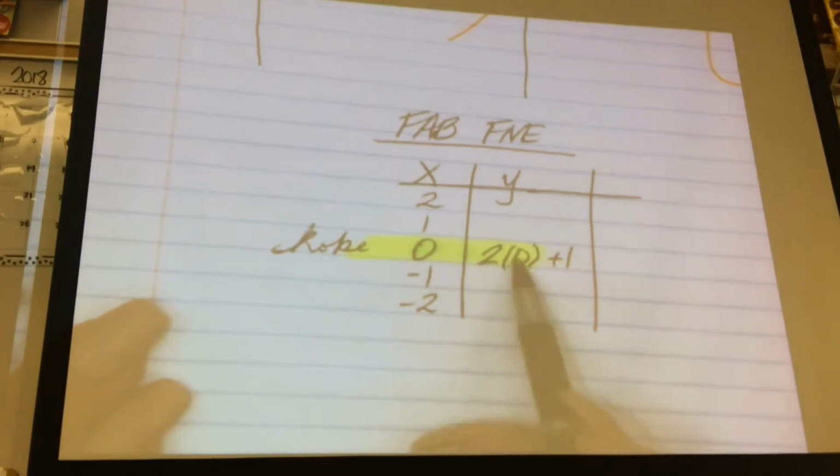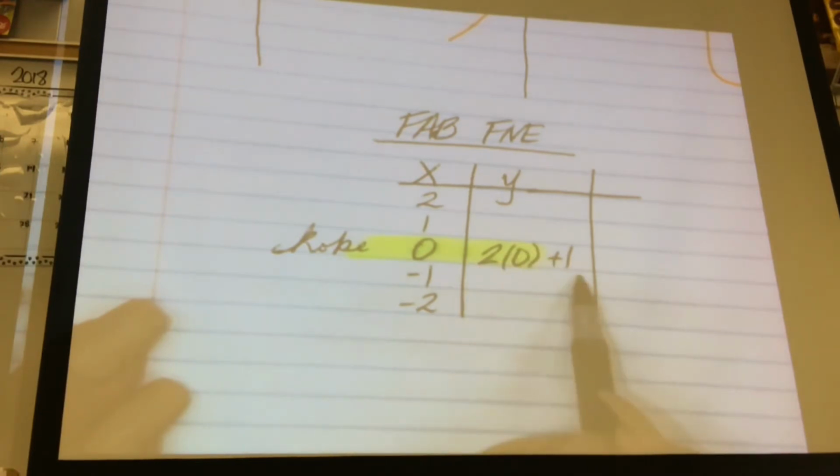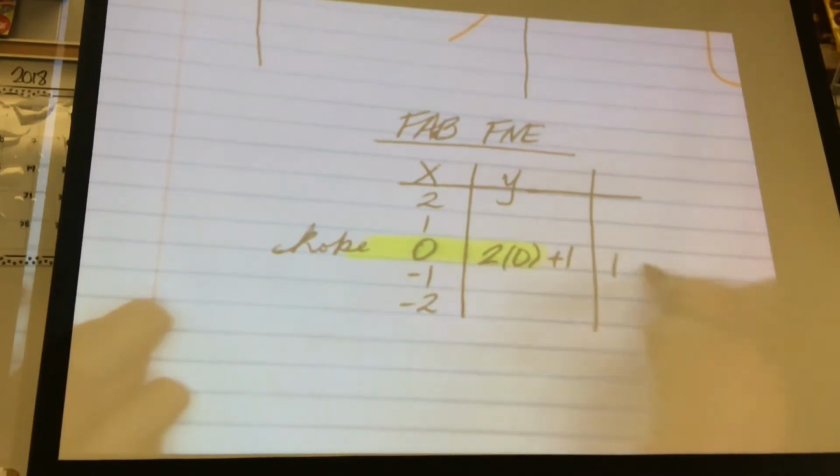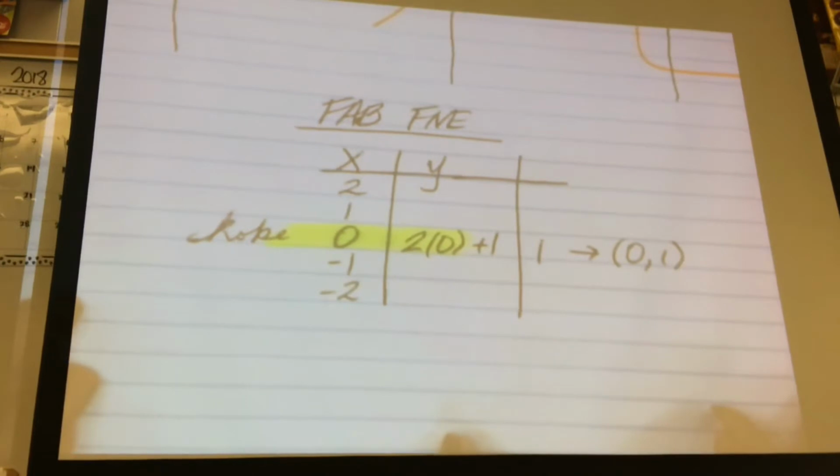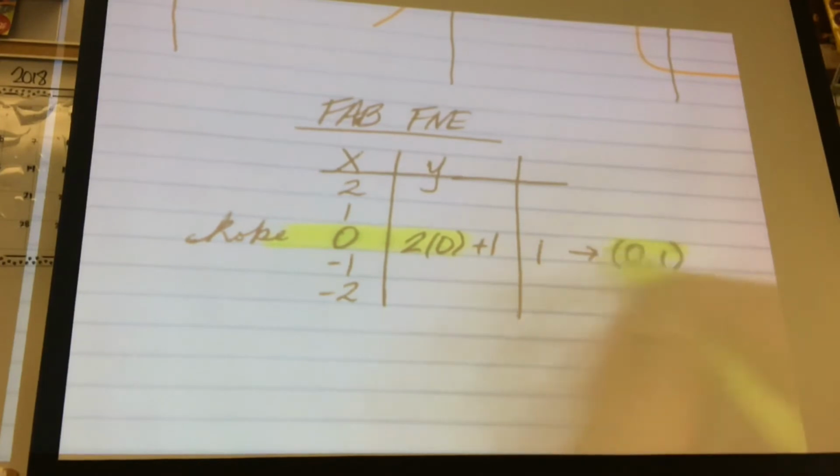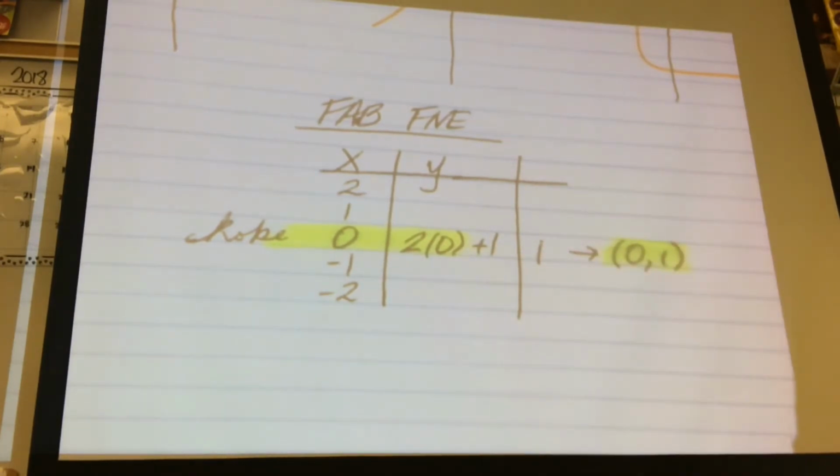JJ, help me out. What's 2 times 0? Do you see why I love it so much? Because 0 times anything is what? 0. So always start with 0 because you're going to get the most information. 0 times 2 is 0 plus 1? 1. So you know that your Fab Five so far exists at 0, 1. So highlight this 0, 1 so you know that your function better pass through 0, 1.